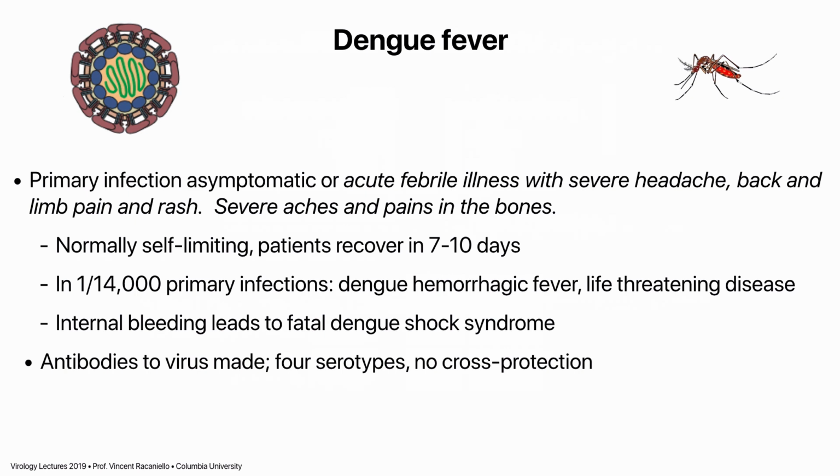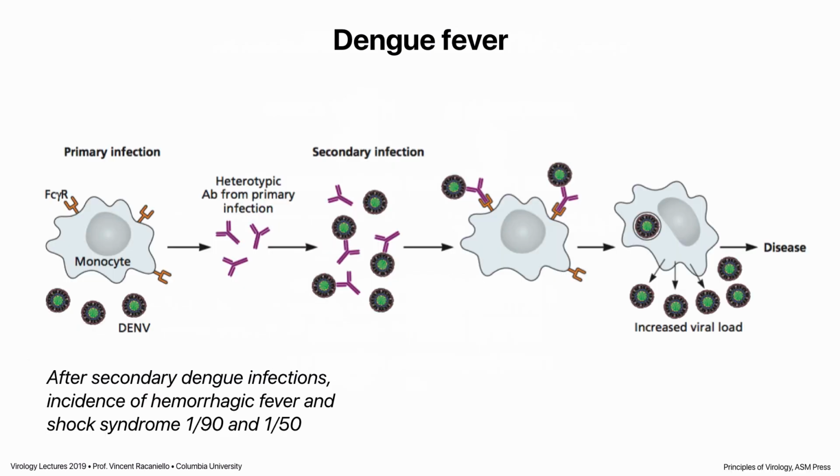Let's say you get dengue and you get joint aches and bone aches, but you're going to recover, and then you get another dengue infection. So now you had your primary infection, you made antibodies against that, and you get a secondary infection. Let's say you're first infected with dengue 1, and now you get infected with dengue 2.